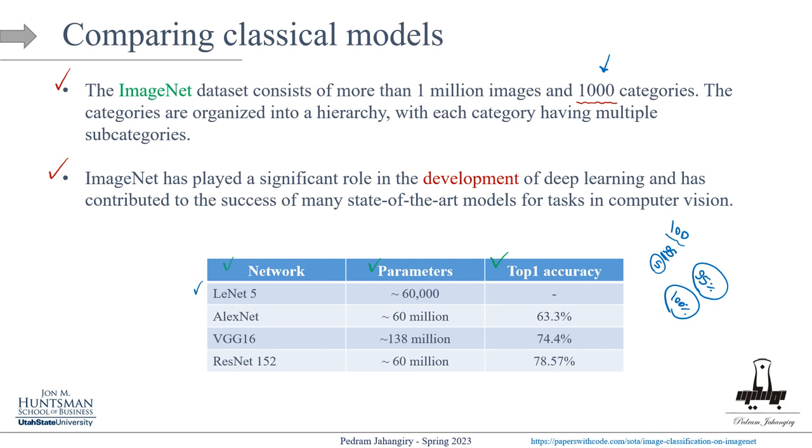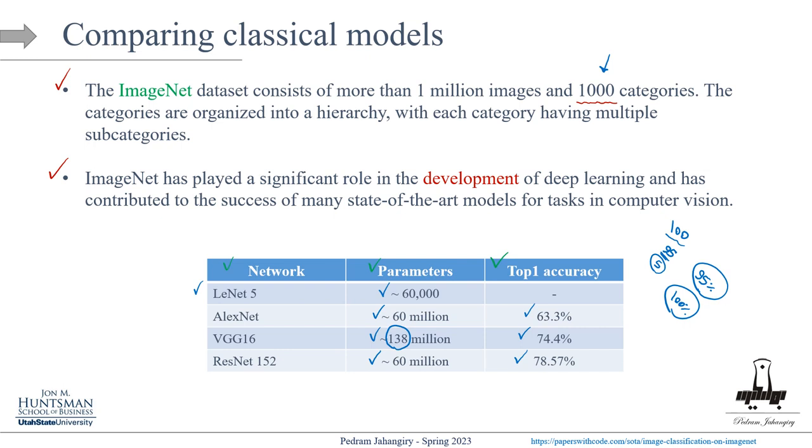Okay, so in terms of parameters, of course LeNet is the most basic one because this is the oldest one. Remember, 1998. It only had 60,000 parameters compared to AlexNet, which is 60 million, VGG, which is 138 million, and ResNet 152, which has 60 million parameters. At the time, we considered this a large model, but as of today, by far, it's not a large model.